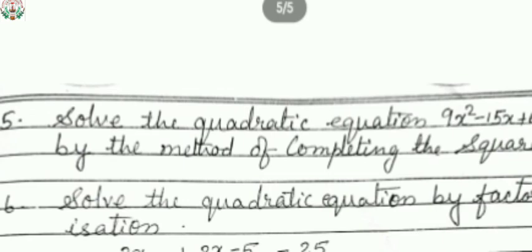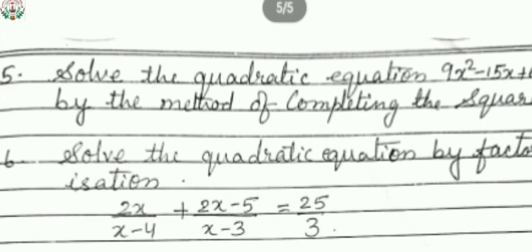Okay, then the sixth question is solve the quadratic equation by the factorization method. Factorization method means first take the LCM of the LHS, that means the left hand side of the equals sign. The given left hand side is 2x upon x minus 4 plus 2x minus 5 upon x minus 3. Now take the LCM, and RHS is equal to 25 upon 3.